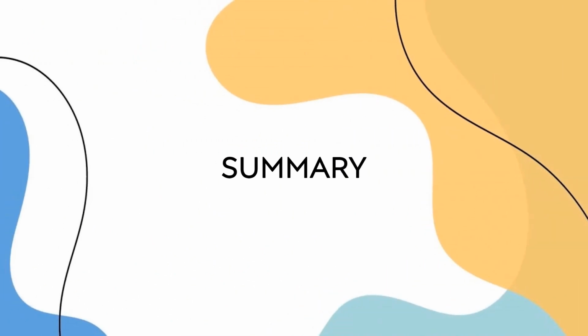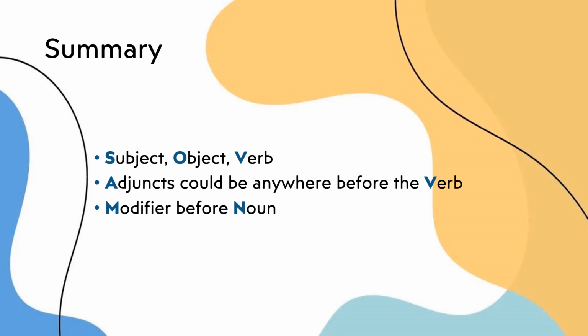Today's summary. Let's have a review of today's lesson. First we have learned the basic order of Manchu is subject, object, and verb. Then the adjuncts could be flexible but should be before the verb. And finally, the modifiers should always go previous to the noun.